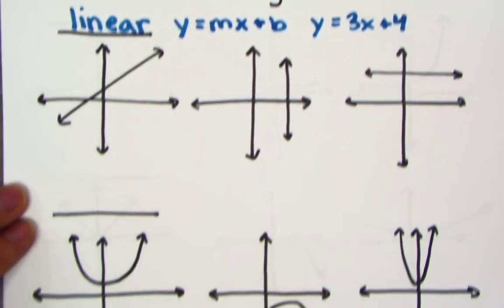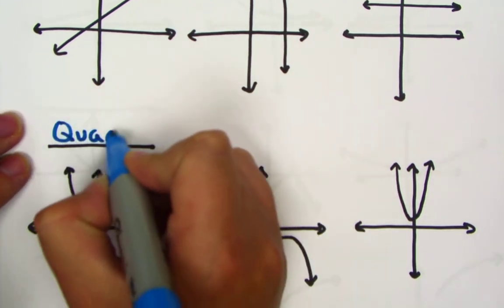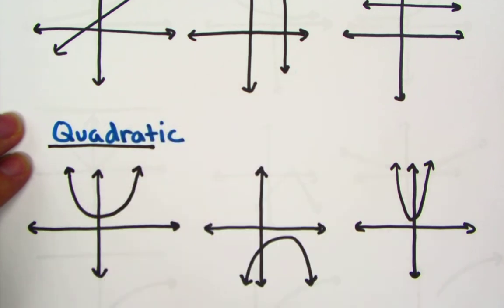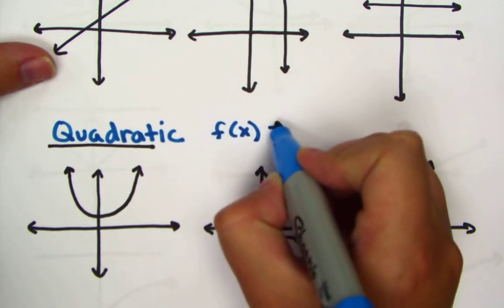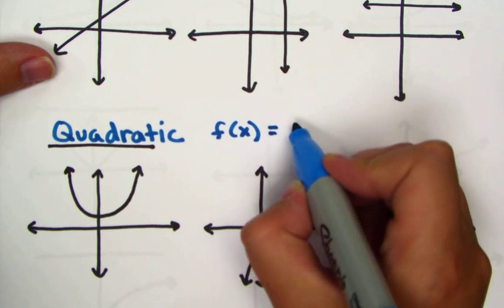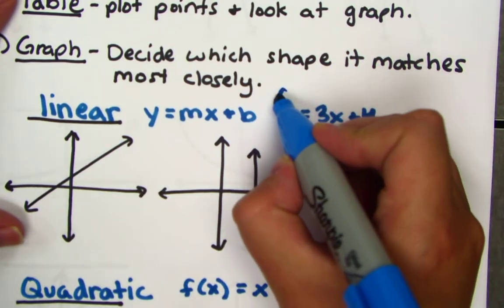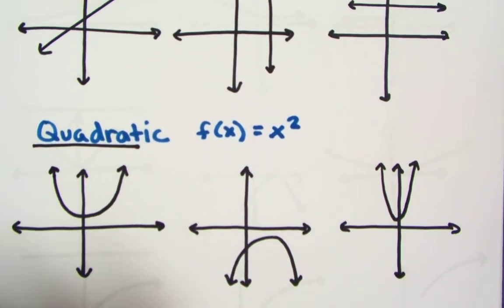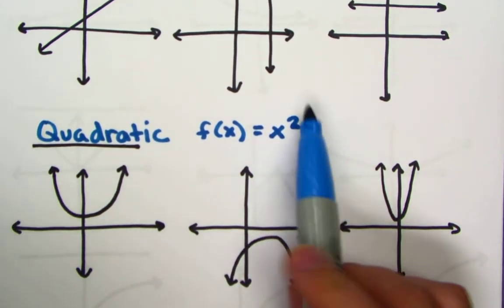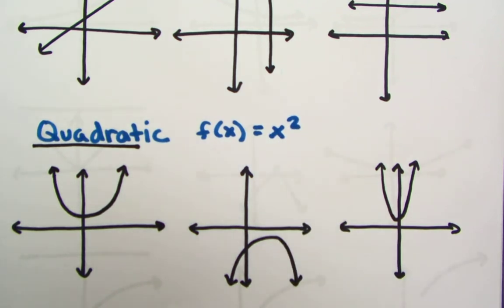The next one we're going to look at is quadratic. Now the main equation for quadratic would be, we'll use f of x here, function notation, since it's a function. f of x equals x squared. We can change this one to f of x also, instead of y. So f of x equals x squared. Now, whenever the highest exponent is a 2, the squared, that means that it's going to be a quadratic function.